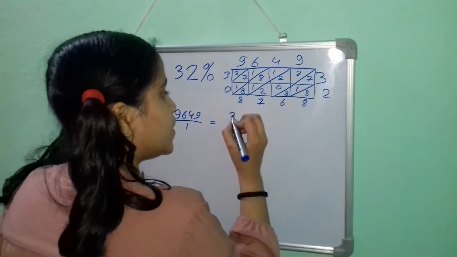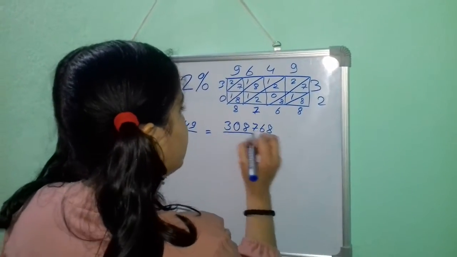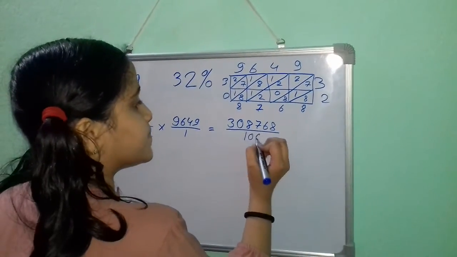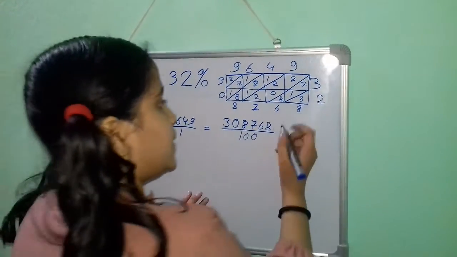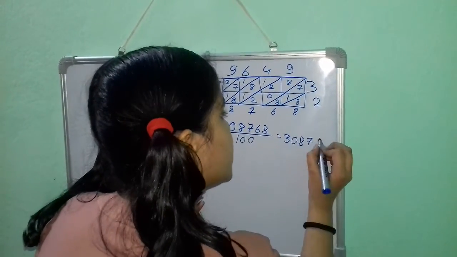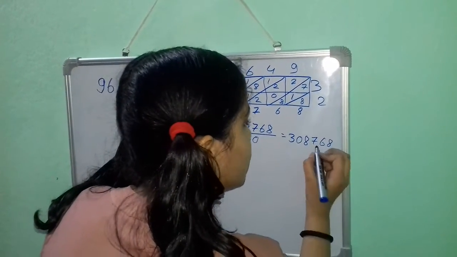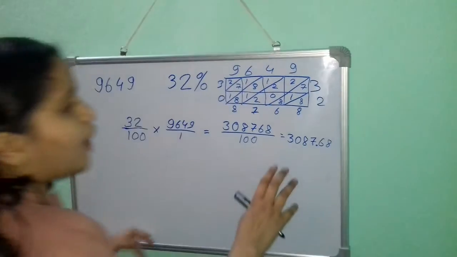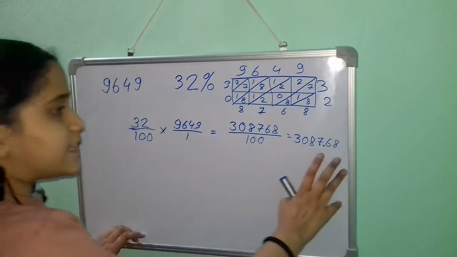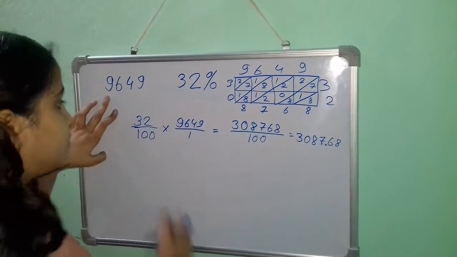So now the answer is 308768. Now 308768 by 100, because 100 times 1 equal to 100 only. Now there are 2 zeros, so in 308768 we'll put a point before the last 2 numbers. Now whichever answer has come, we have to subtract this answer from the given number without the offer.